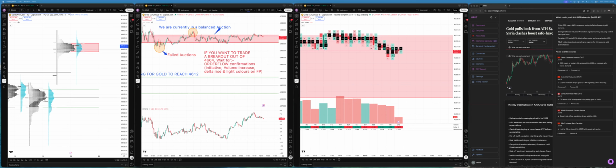Let me just share my screen. Okay, let me first open Chrome. Am I searching TradingView? All right, let me share my screen. All right, so you can see over here.